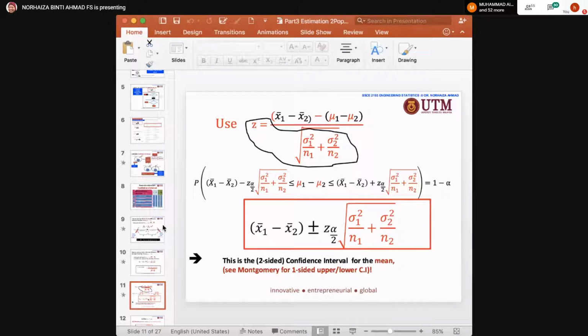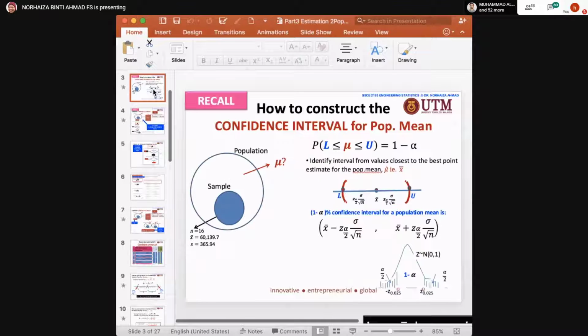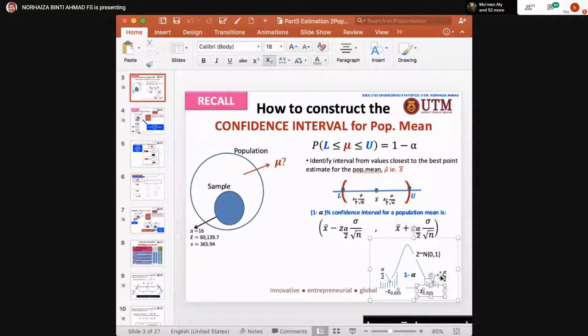Two-sided means that, as I showed in the last slide, your interval is 1 minus alpha, let's say it's 99%. So this is the area of that 99%. Your upper tail and lower tail would each be alpha over 2, alpha over 2. I'm sorry, this should be alpha over 2 rather than a specific value. Let me just change that.